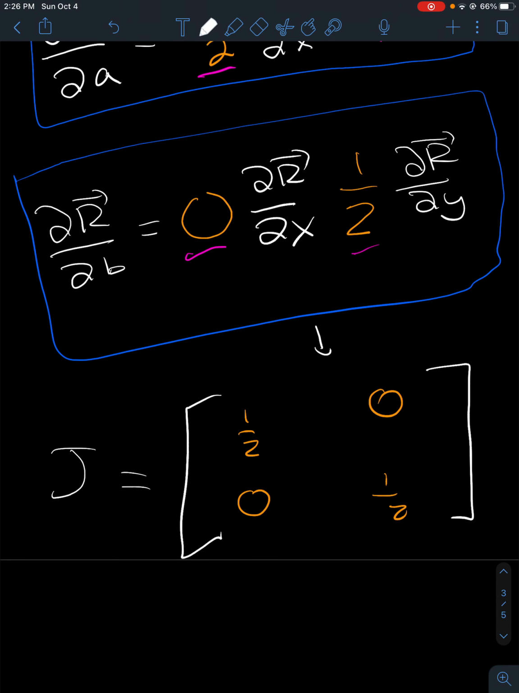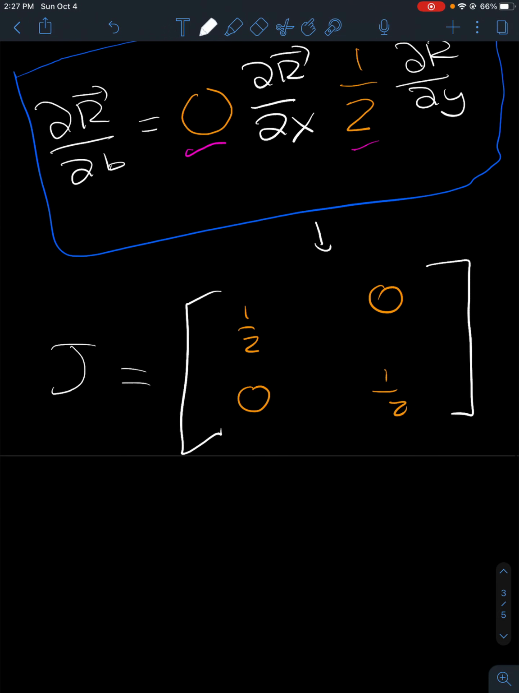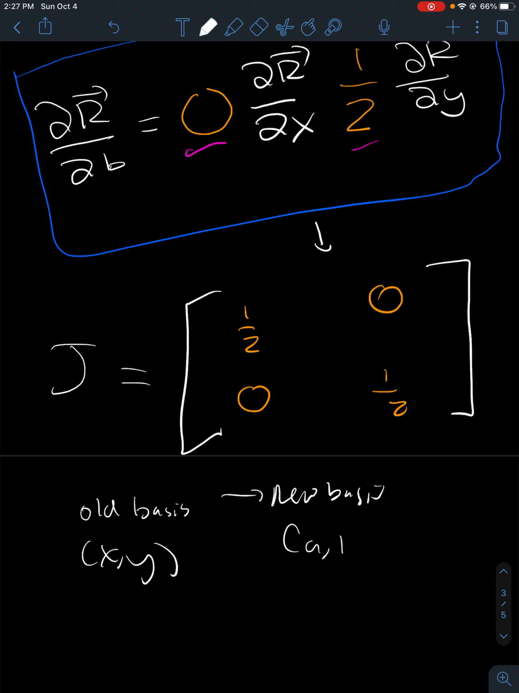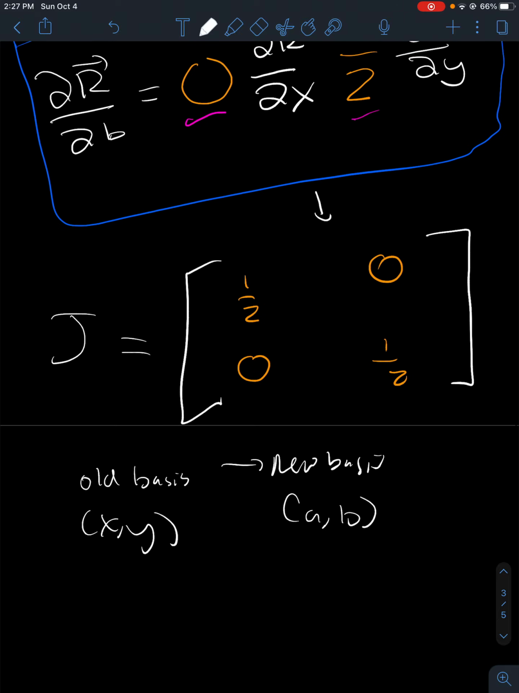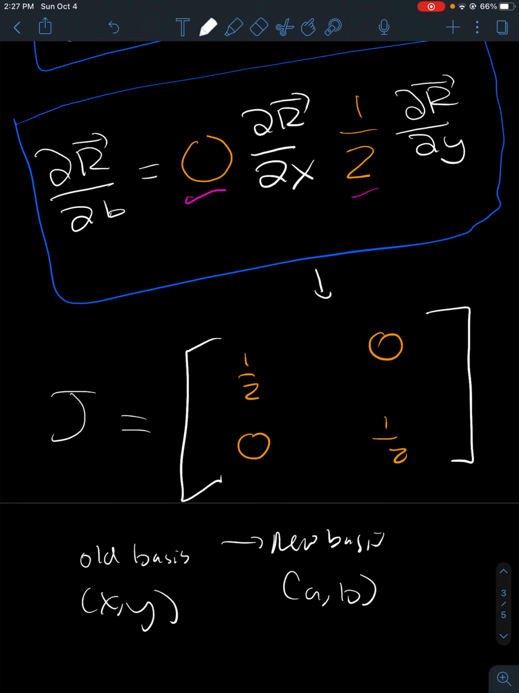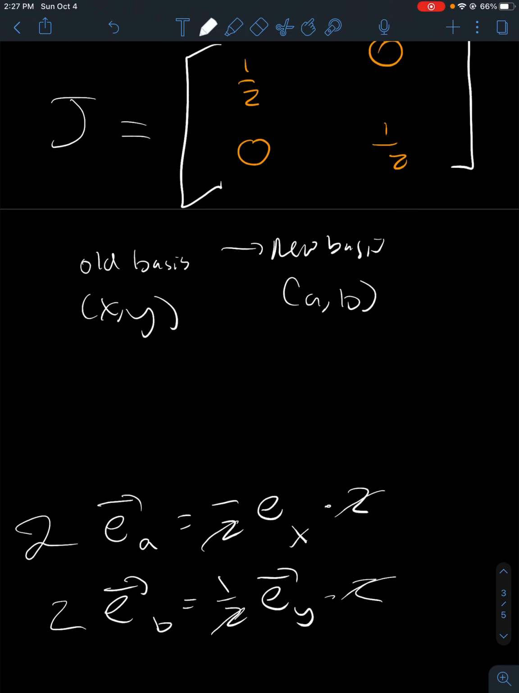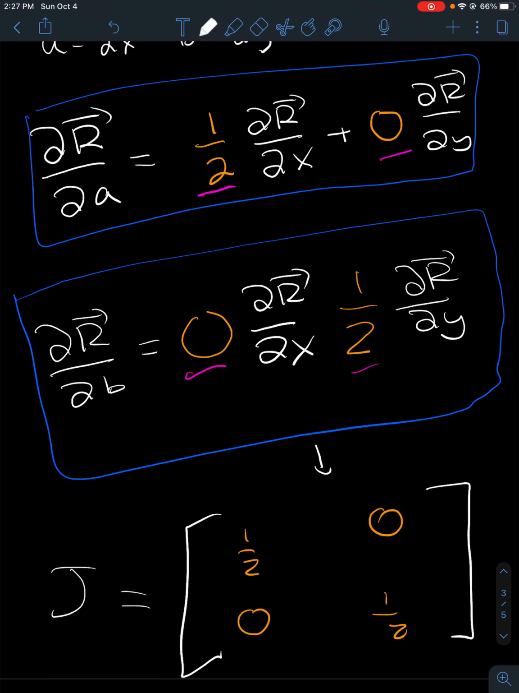And this Jacobian takes us from the old basis to the new basis, with xy being our old basis and AB being our new basis, since we multiplied by our old basis to get our new basis. So that's the Jacobian, or the forward transform, as you can call it. It's a forward transformation for your basis vectors.